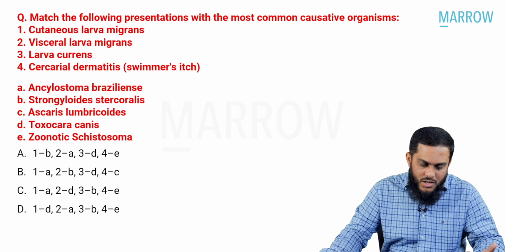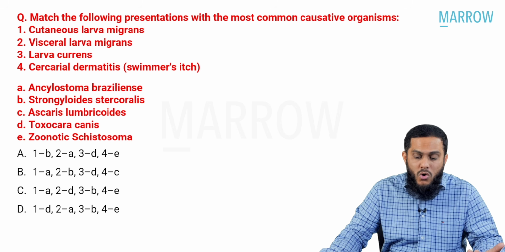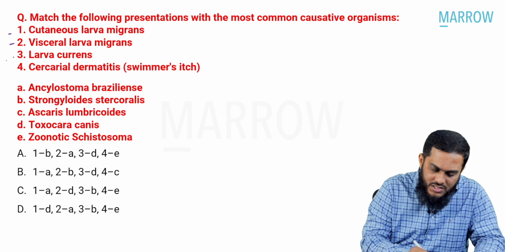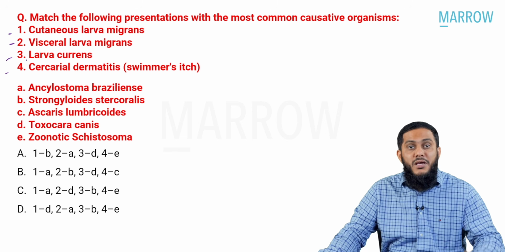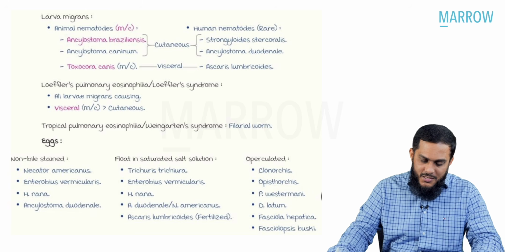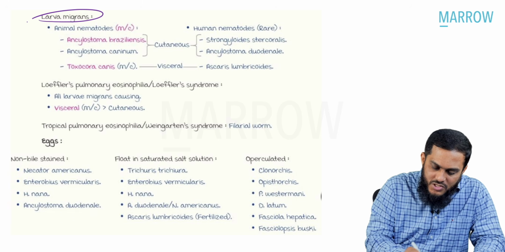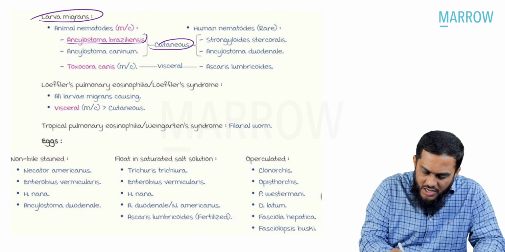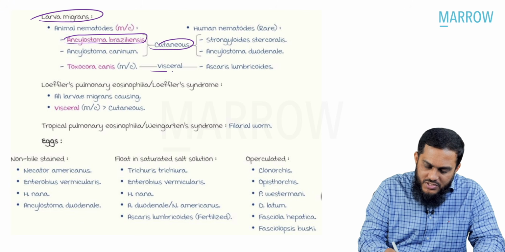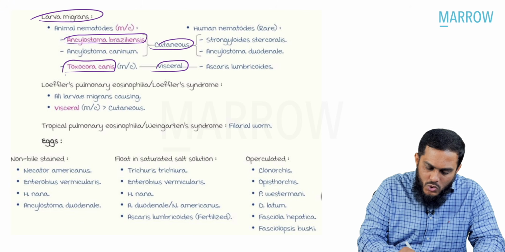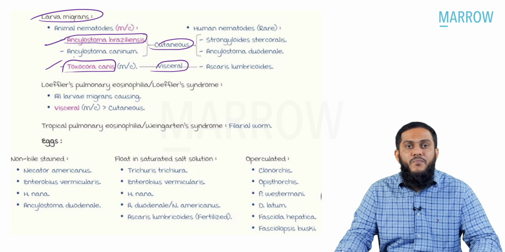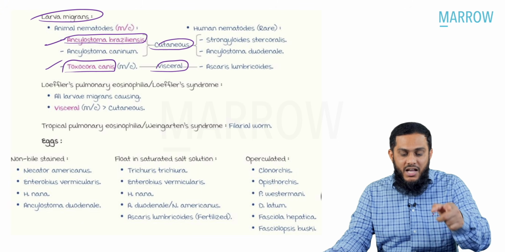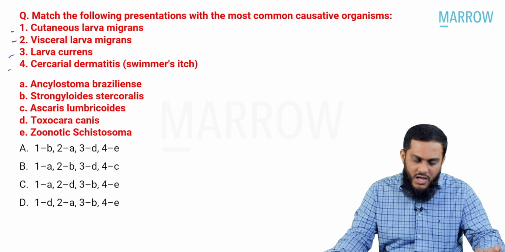So next question. Match the following presentations with most common causative organisms: cutaneous larva migrans, visceral larva migrans, larva currens, cercarial dermatitis. Again, directly from class notes. See here, we have mentioned the larva migrans topic. Cutaneous larva migrans is most commonly caused by Ancylostoma braziliense. Visceral larva migrans is most commonly caused by Toxocara canis. These two things we have discussed in the notes.